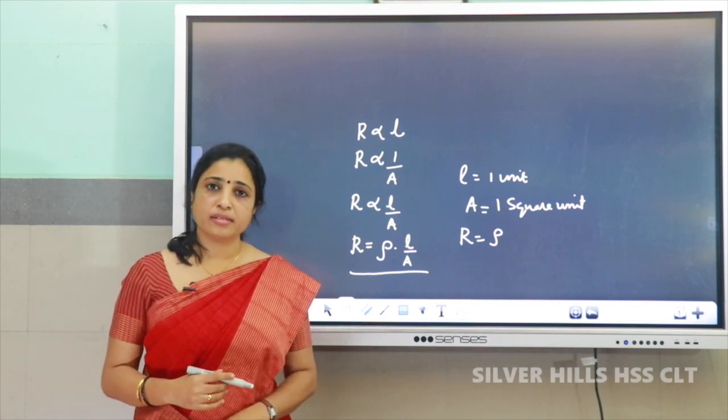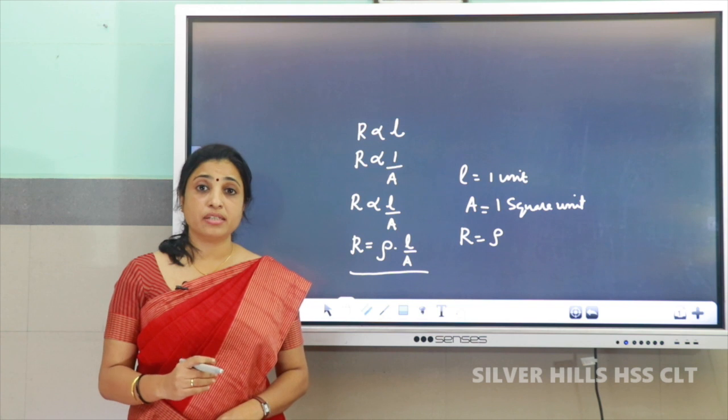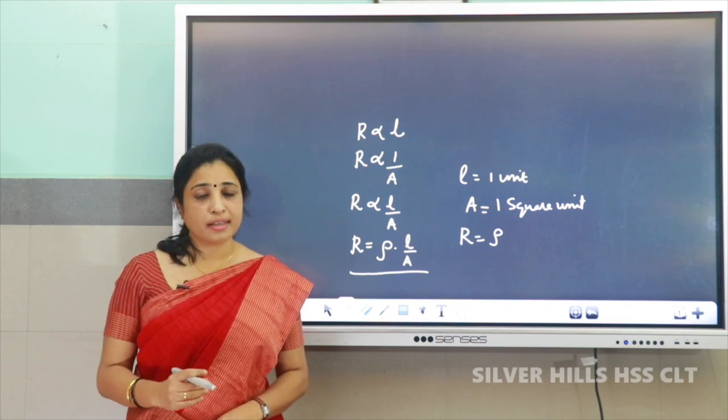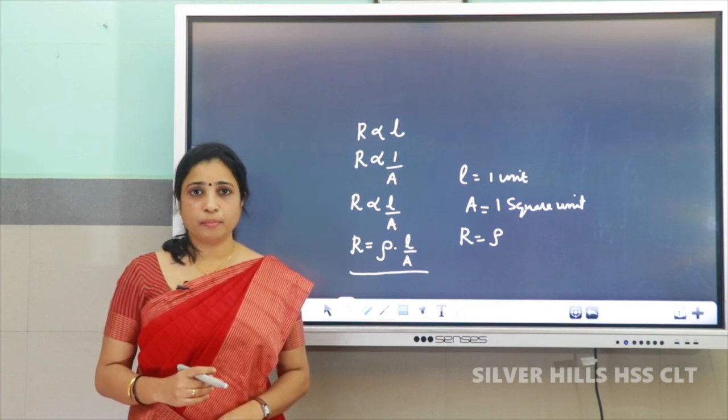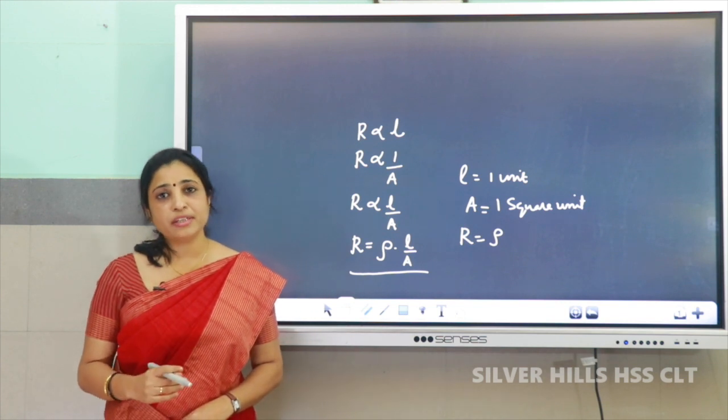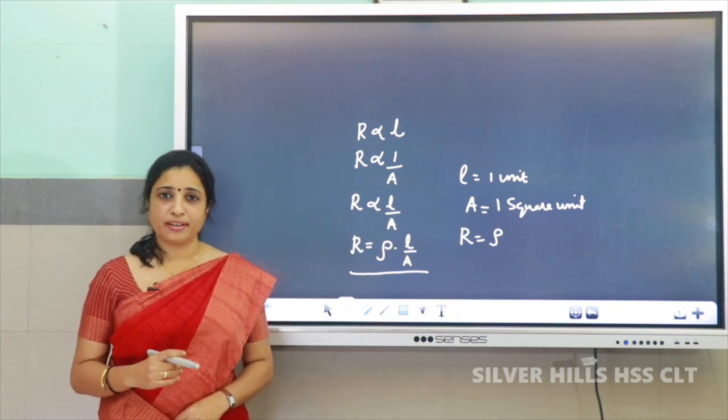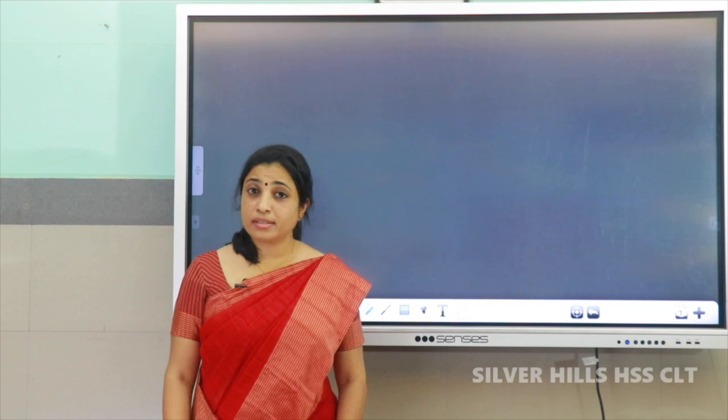Resistivity of a conductor depends only on the nature of the material of the conductor and physical conditions like temperature, pressure, etc. It is independent of size and shape of the conductor. Now let's see what is the SI unit of resistivity.